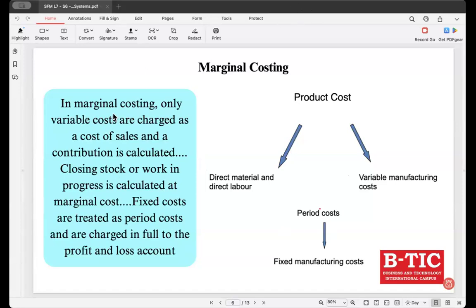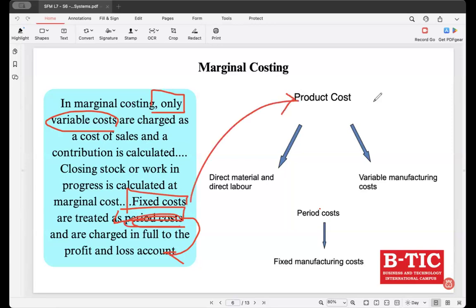It says, in marginal costing, only variable costs are charged as a cost of sales and a contribution is calculated. Fixed costs are treated as period cost and they will be charged to the profit and loss account. So when you're calculating the profit or the loss of a company, the fixed cost will be taken into consideration, but as a part of the period cost, not as a part of the product cost. For the product cost, under marginal costing systems, only variable cost will be taken into consideration.